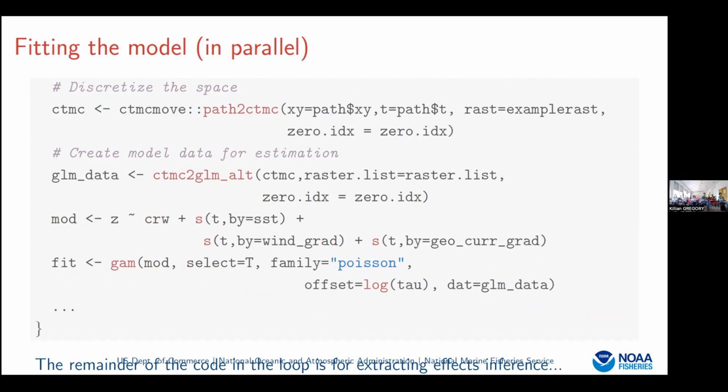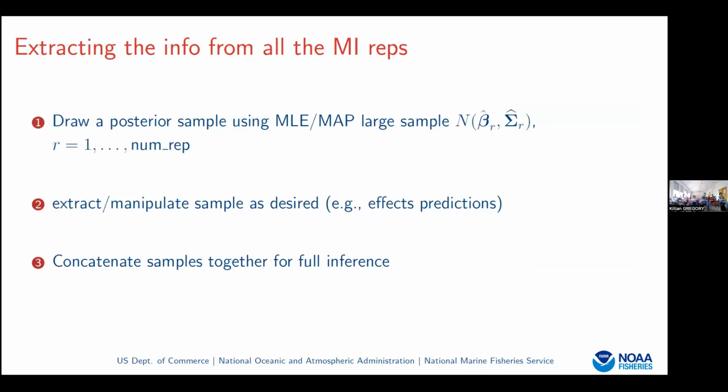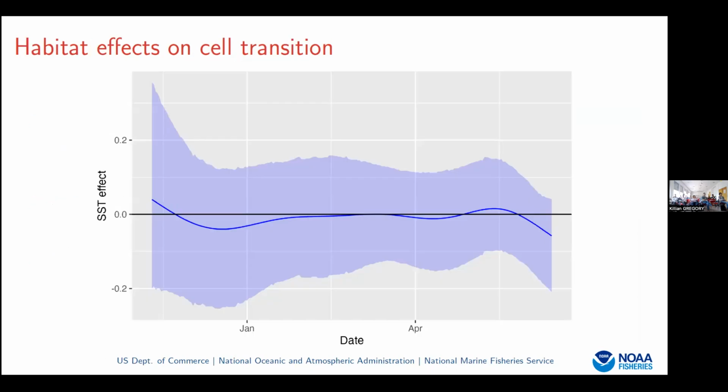In my model statement, I'm going to do sort of a smooth SST, smooth wind, so temporally varying effects of sea surface temperature, wind gradient, current gradient. And then the best part is that the bottom line there, I'm just using GAM from MGCV to fit the model. And then I'll store that fitted model object. And we've already talked about that a lot.